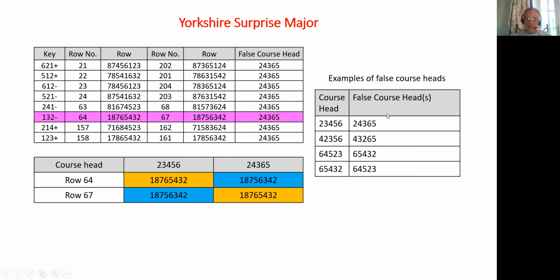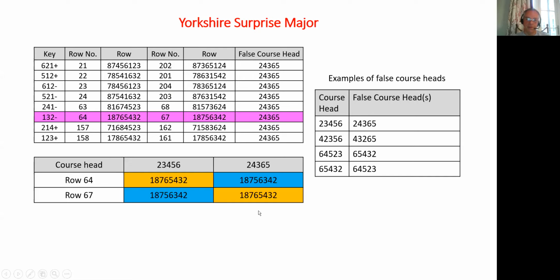That same sort of transposition will apply to other courses as well. So 24365 will be false against 23456, but that also means that if we ring the course 42356, then again, if we swap the bells that are in 3-4 and the bells that are in 5-6 to give us the course head 43265, that one is going to be false. Those two are both going to have common rows.